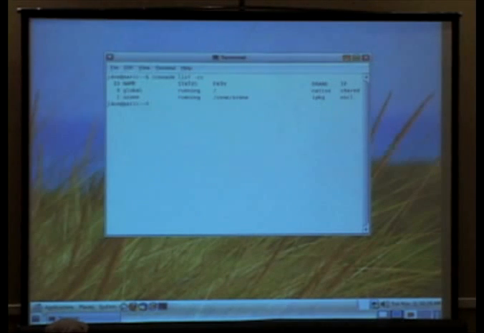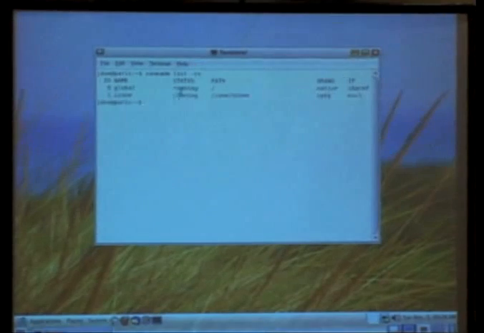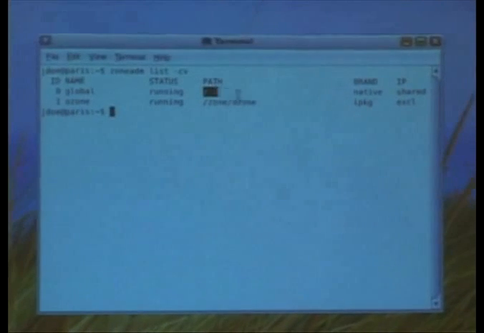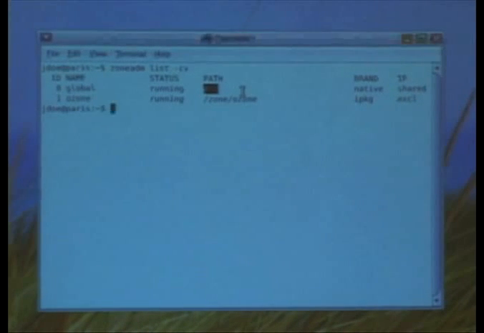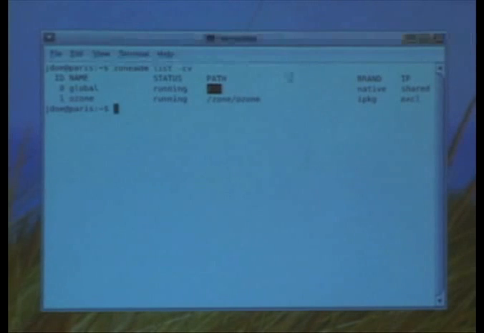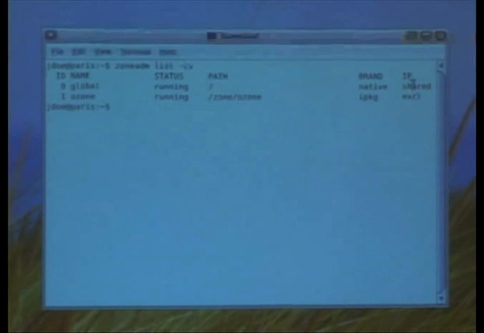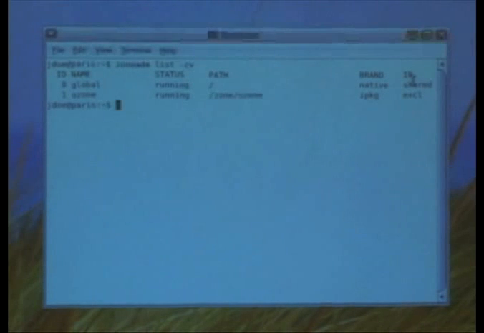we basically have two zones. The global zone, always ID 0. It's currently running. Its root is at the path /. So in the root, it's a native brand, and it's a shared IP stack. This is also something that Darren mentioned earlier, that zones come exclusive or shared IP type.